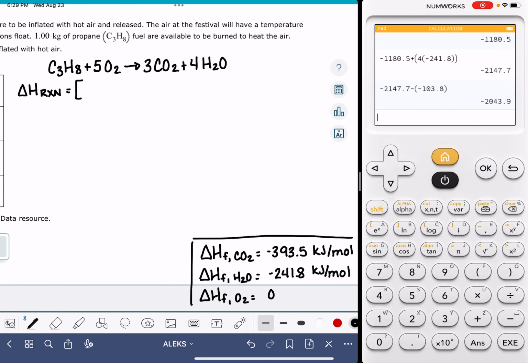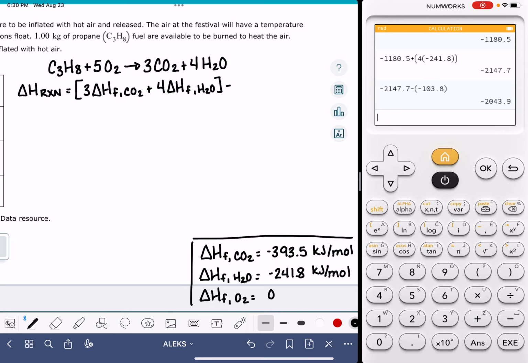Okay, so set this up. Products minus reactants multiplied by their stoichiometric coefficients. Starting with CO2, the coefficient is 3. We're going to multiply 3 times the enthalpy of formation of CO2, and then we're going to add to that the same thing for our other product, water: multiply it by its stoichiometric coefficient, 4 times the enthalpy of formation of water.